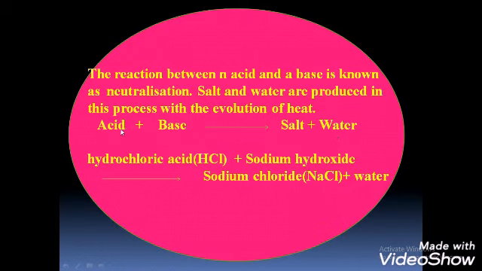Here we use acid as hydrochloric acid, or we can write it HCl, plus a base. Base is sodium hydroxide. Gives what? Sodium chloride. Sodium chloride is salt, plus water. This is one example for neutralization reaction. Hydrochloric acid plus sodium hydroxide gives sodium chloride plus water.